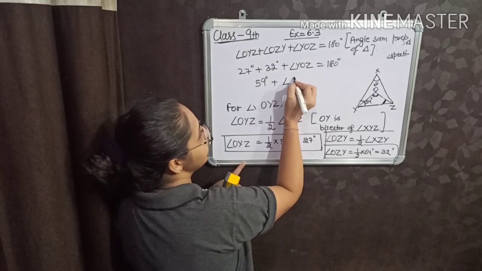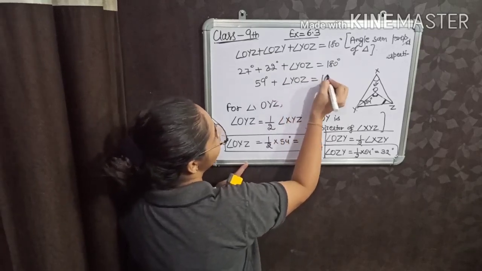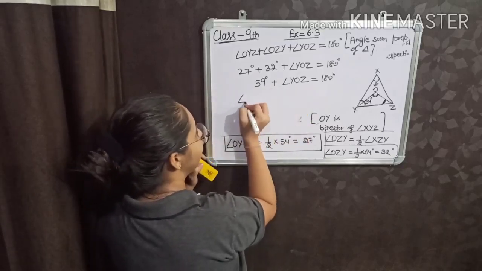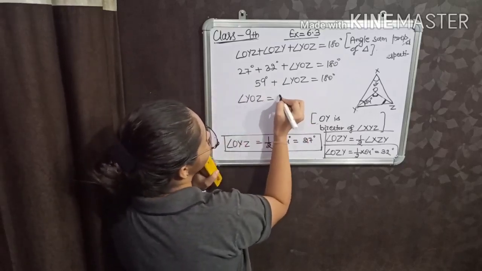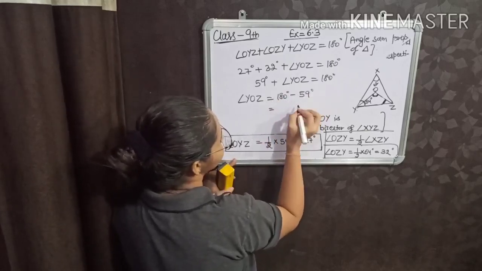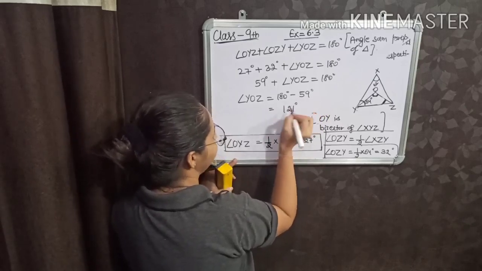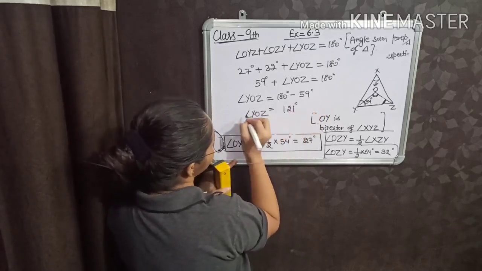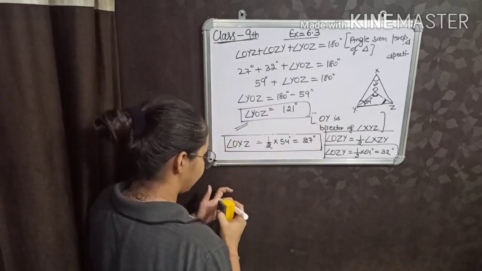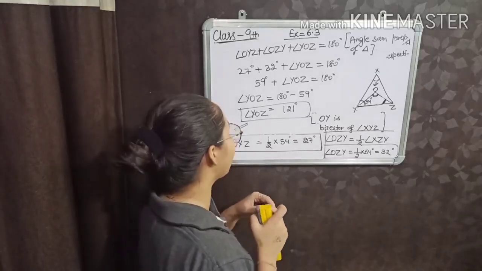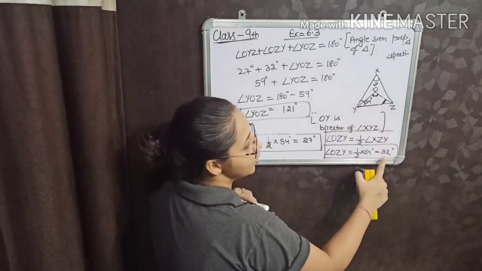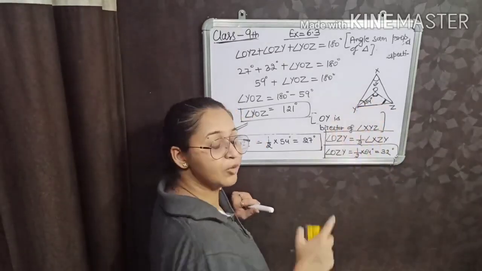degree plus angle YOZ is equal to 180 degree. And finally the value of angle YOZ will be 180 degree minus 59 degree and it will give you 121 degree. So the question was you have to find the value of angle YOZ, that is 121 degree by angle sum property of triangle, and the value of angle OZY that is 32 degree by concept of bisector.